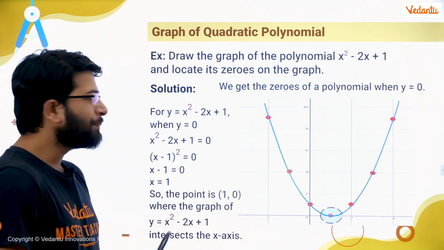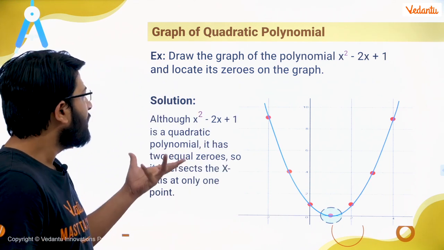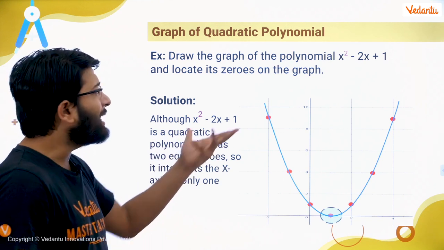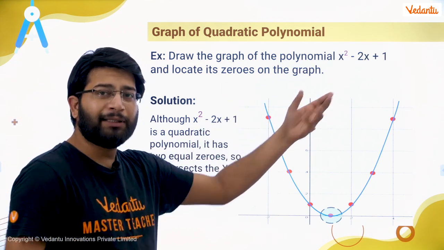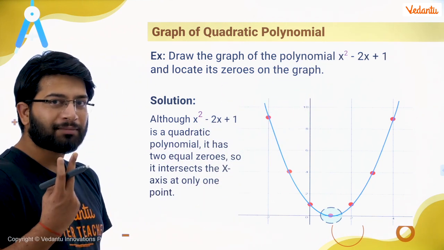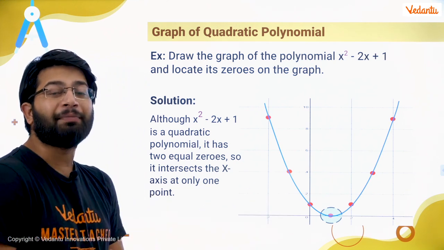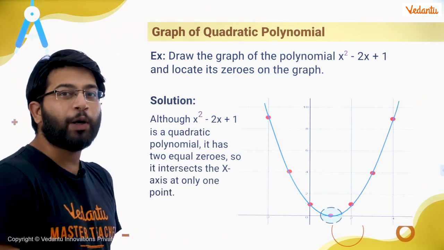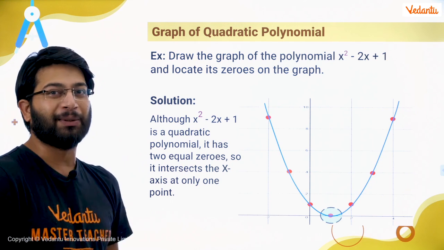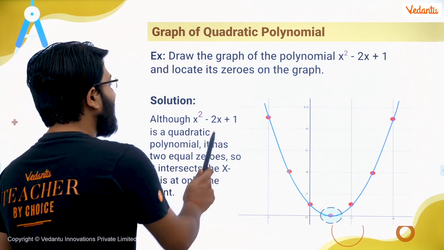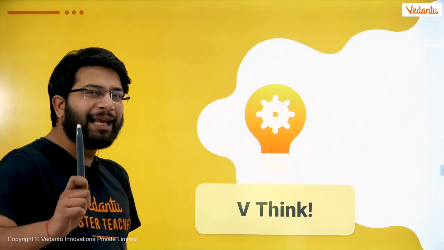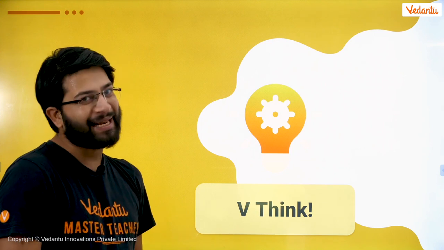I hope it is clear, right, champ? Okay, although we know that this is a quadratic polynomial, so this should have two zeros, but it is intersecting the x-axis only one time. That means what? This quadratic polynomial has two equal zeros. Okay, very good, excellent.